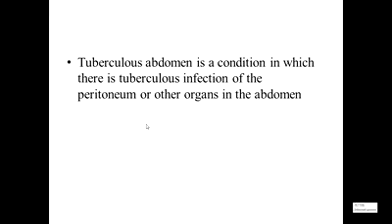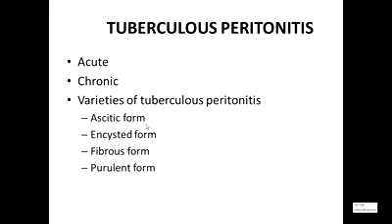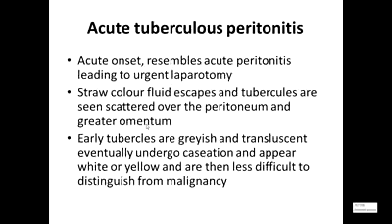The different forms of tuberculous peritonitis: acute and chronic form. The acute form is rare, chronic is very common. And the varieties of tuberculous peritonitis are the ascitic form, encysted form, fibrous form, and the purulent form. There are four varieties, or presentations, of tuberculous peritonitis.